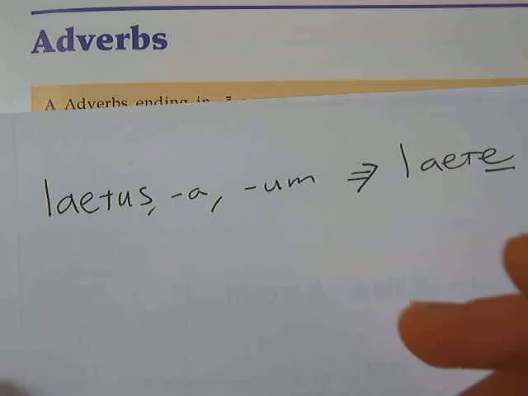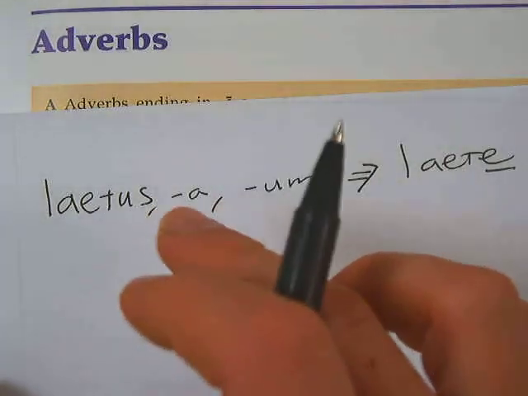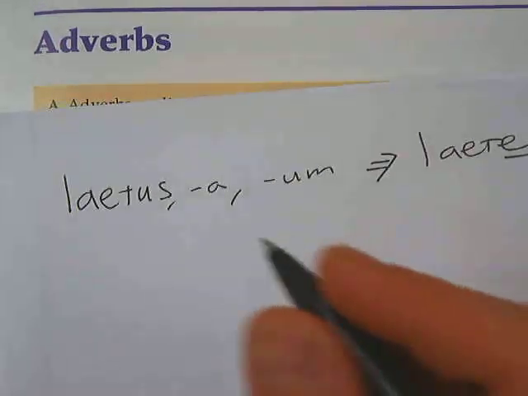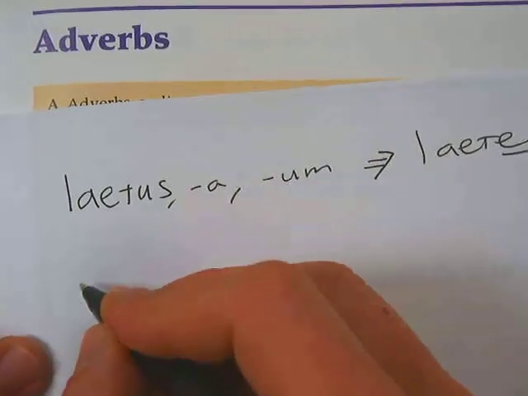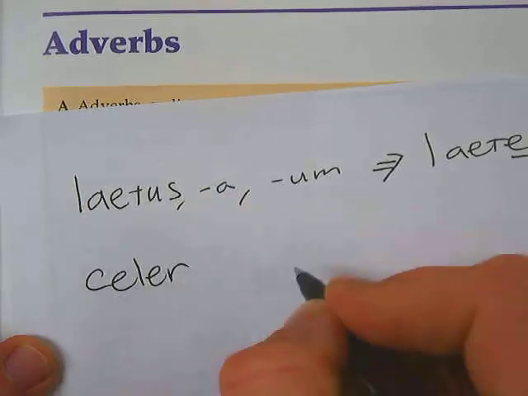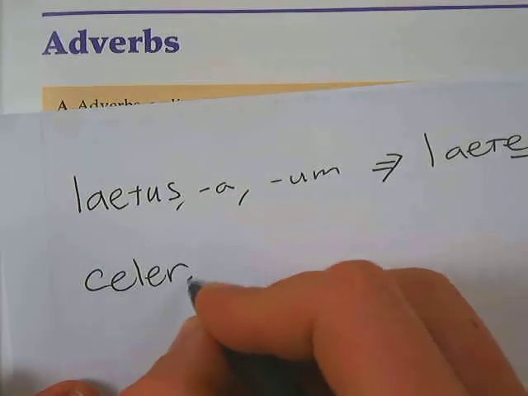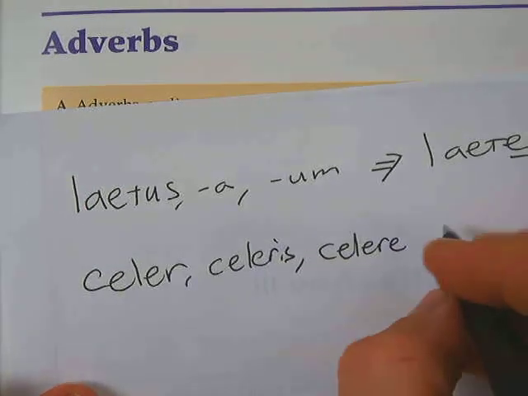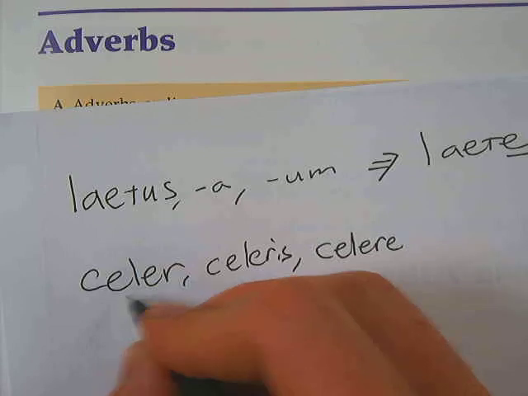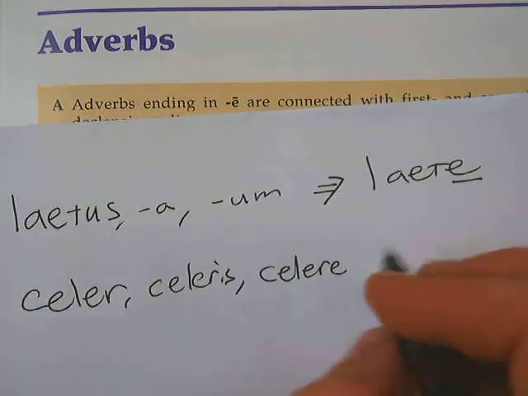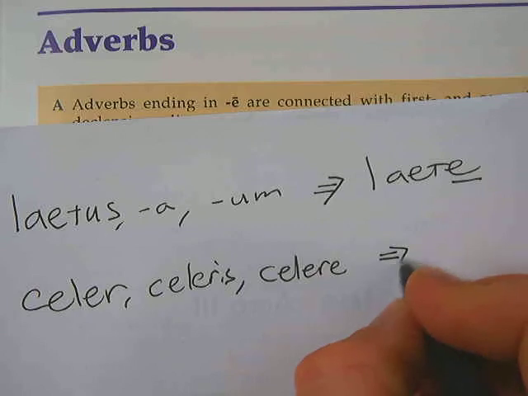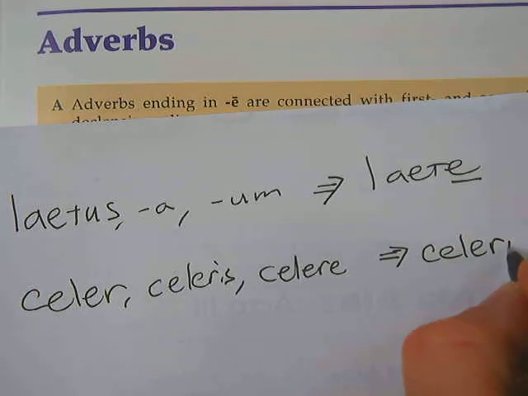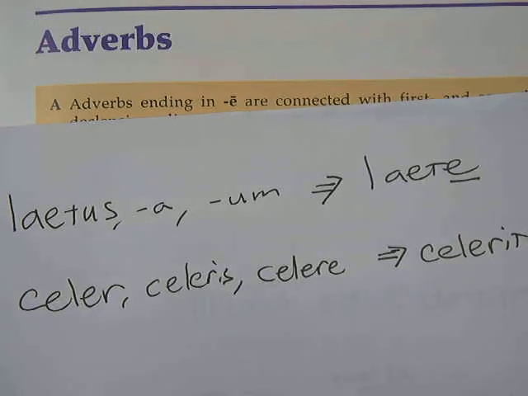And that would happen with all your first and second declension adjectives, they would change to that. If it's celer, third declension, celer, celeris, celere, those are the masculine, feminine, and neuter forms. That's how it would look in the dictionary. It's going to have not the ending e, but it's going to have iter. You're going to say celeriter.